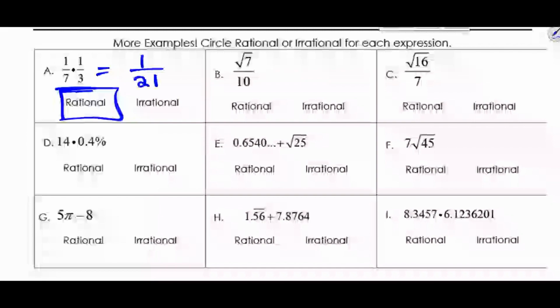I have a decimal that goes on forever. Not the same number over and over. That's 6, then 5, then 4, then 0. It's different numbers. I'm going to end up adding 5 to this, but if that doesn't change it, I still have an irrational number, plus 5.